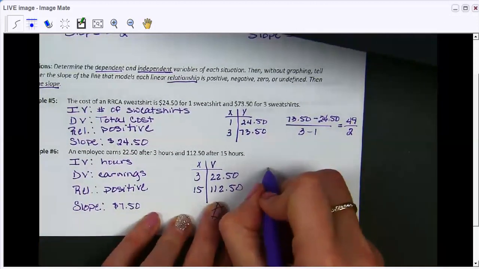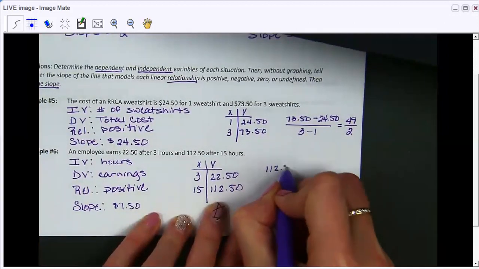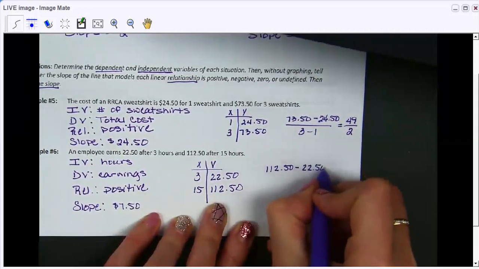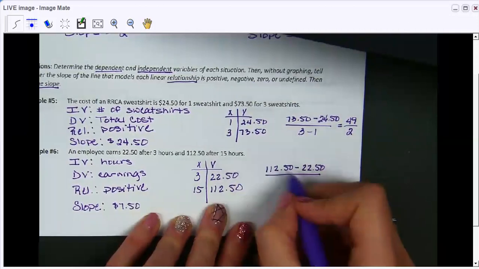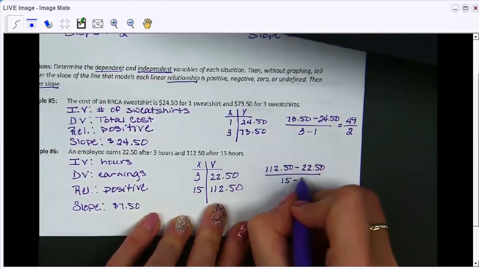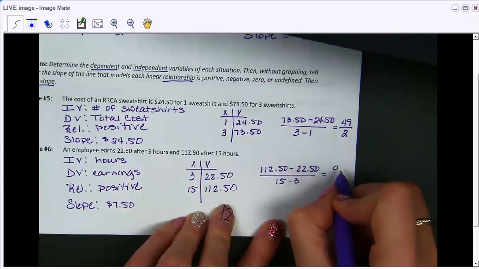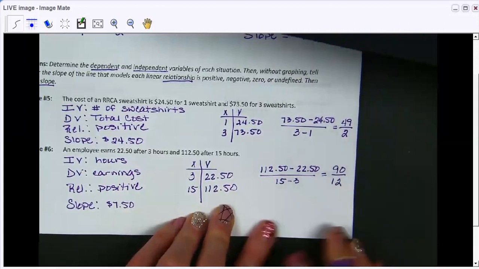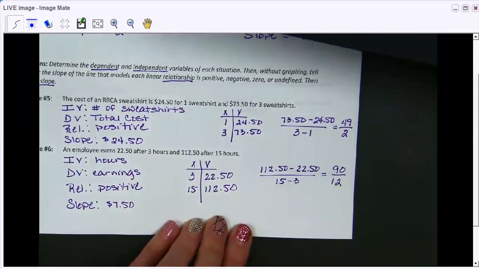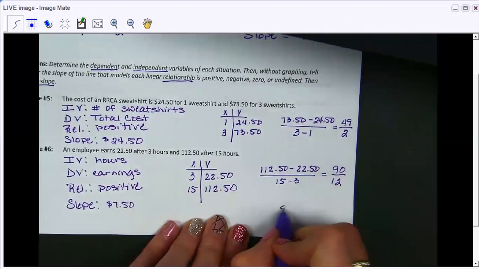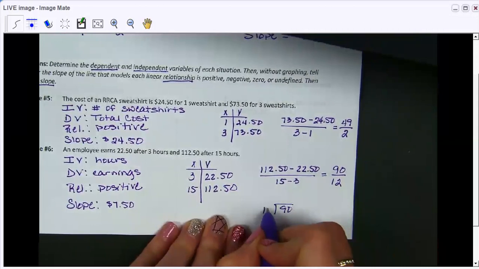So then I take $112.50 minus $22.50, so my change in Y, over my change in X, which would be 15 minus 3. And I end up with, is it 90? 90 over 12, yep. And then in order to figure out my rate of change, I would actually have to divide these. So 90 divided by 12.